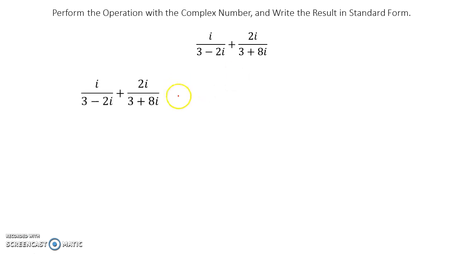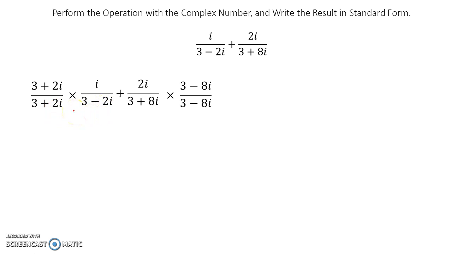Let's get started. So I'm going to take the number, and again I'm going to multiply top and bottom, the numerator and denominator of each individual fraction by the conjugate. What the conjugate is, in this case, it's the same expression but change the sign. So it'll be 3 plus 2i. Here it'll be 3 minus 8i. So I will do that. I'll go ahead and multiply top and bottom. What this is going to do, it will eliminate an imaginary part in the denominators.